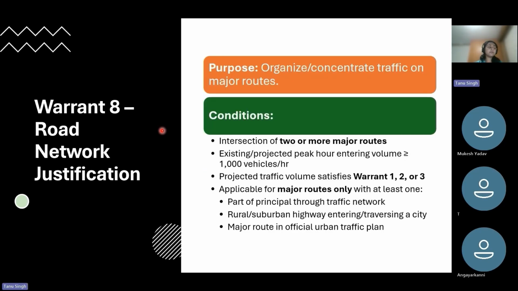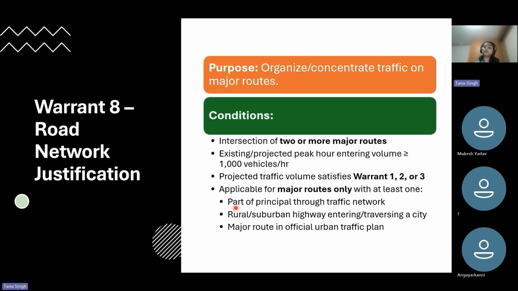Then warrant 8 ensures that signals organize traffic on the major routes. So here the conditions are, the first is the intersection of two or more major routes, then existing or projected peak hour entering volume is greater than 1000 vehicles per hour, then projected traffic volume satisfies warrant 1, warrant 2 or warrant 3, and applies only to the major route with at least one of the following.